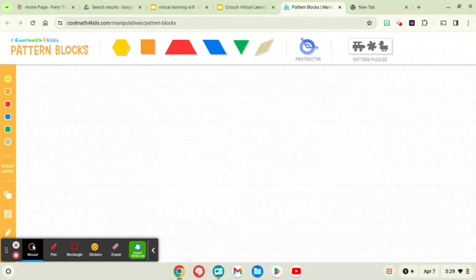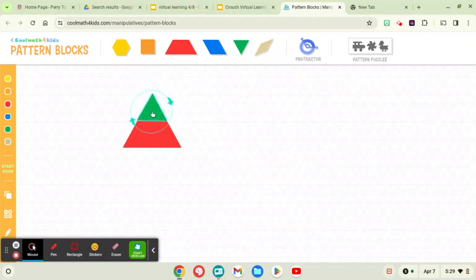Okay? So I'm going to start with a trapezoid right here. Okay? I'm going to move that trapezoid down. I want to make a triangle. How in the world will Miss Crouch use other shapes to make a triangle? Well, I think if I add another triangle on top of that trapezoid, I would be able to make a triangle. Let's see if this works.